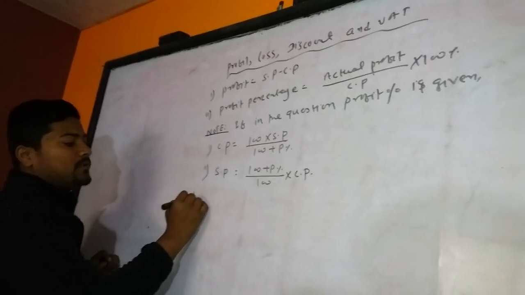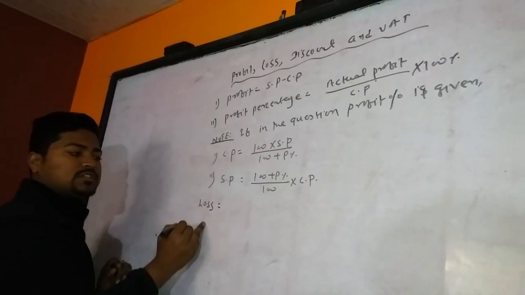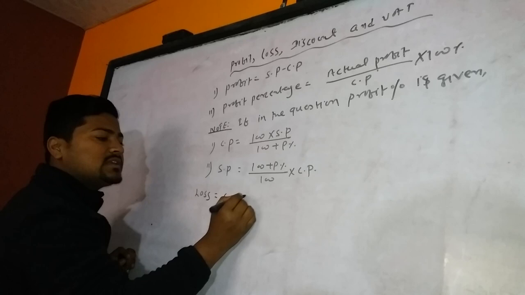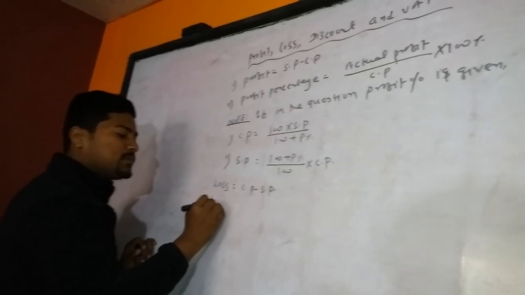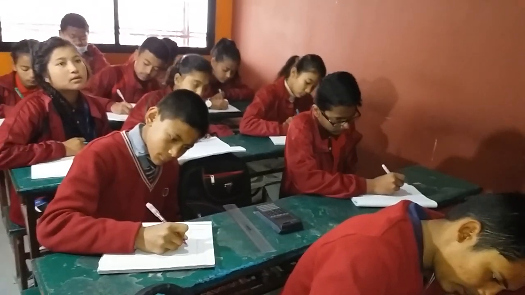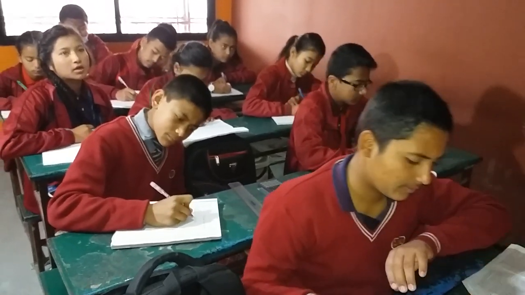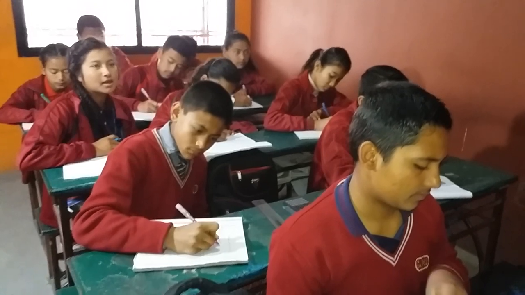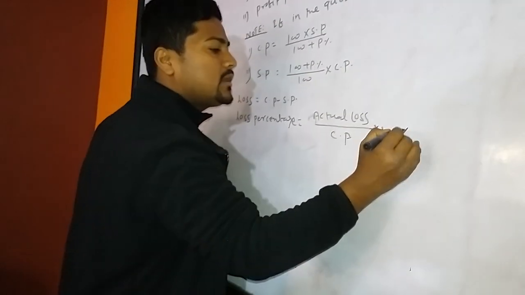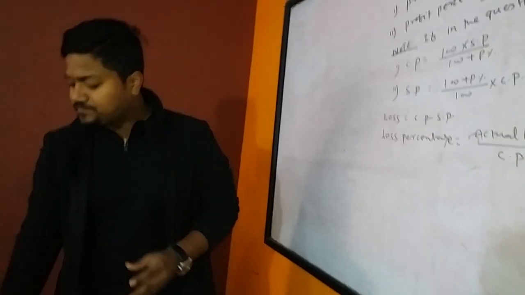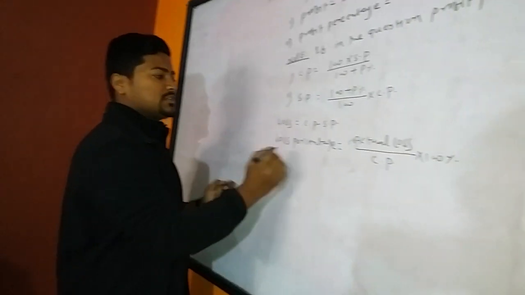So now, in the case of loss. What is the loss formula? CP minus SP. And now the loss percentage. What is the loss percentage formula? Actual loss upon CP into 100%. The loss percentage formula is this.